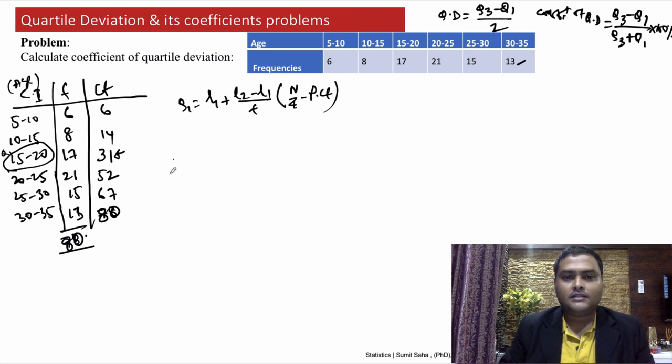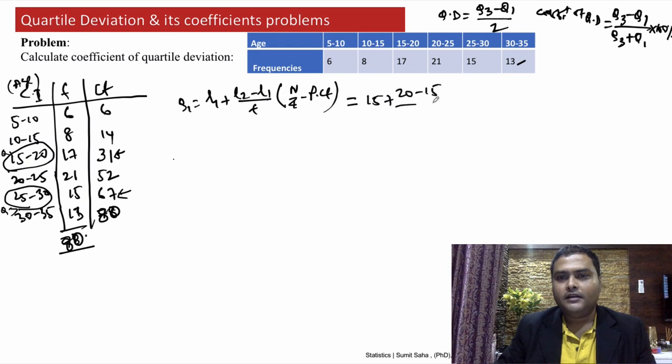For the quartile 3 class, the third quartile will be 3N by 4. That means 20 into 3, which is 60. So this will fall under this one, the quartile 3 class. Okay, fine, we'll take it later on. Now we have identified quartile 1, and L1 is 15 plus (20 minus 15) divided by F, which is 17, multiplied by N by 4, that means 80 by 4, which is 20, minus PCF, which is 14.